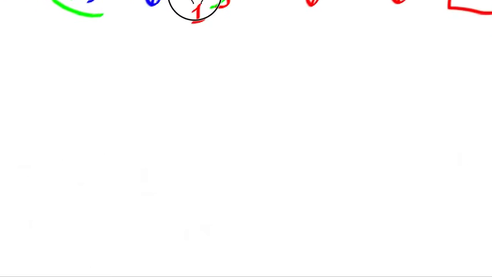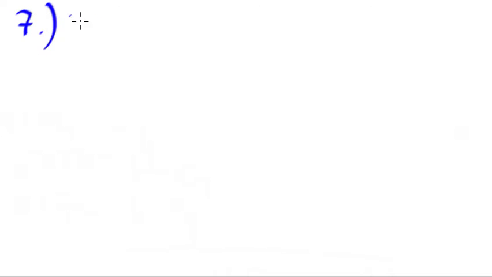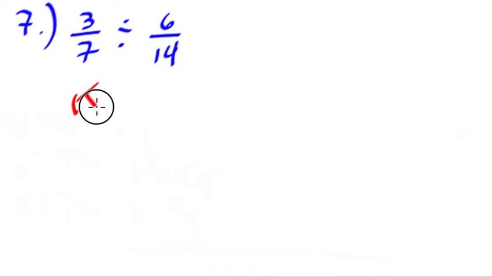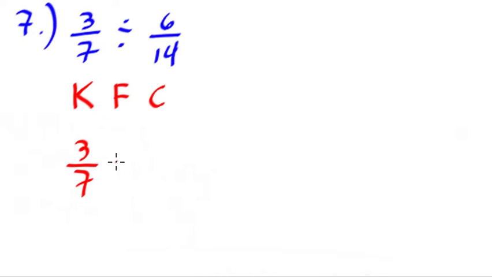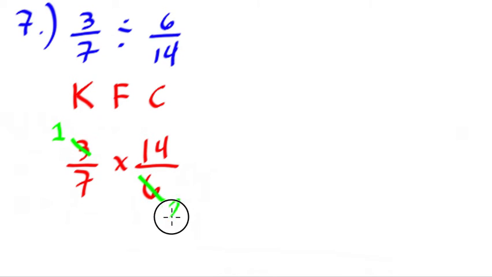Now for number 7. How about number 7? Number 7, we have 3 over 7 divided by 6 over 14. So remember the rules in dividing fractions. We need to keep, flip, and change. So if we do that, keep this, 3 over 7. Flip this into multiplication. Change it to its reciprocal, multiplicative inverse, 14 over 6. And from here, we can see that we can cancel some things. They're both divisible by 3. So this becomes 1, this becomes 2.